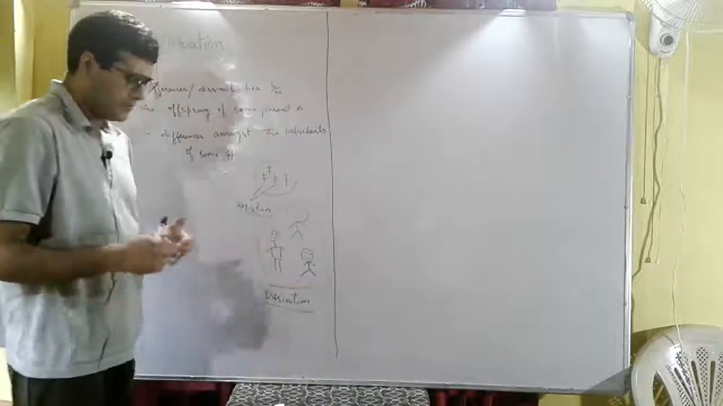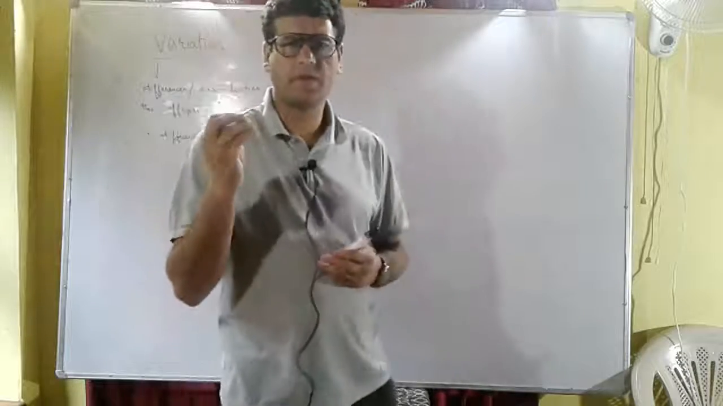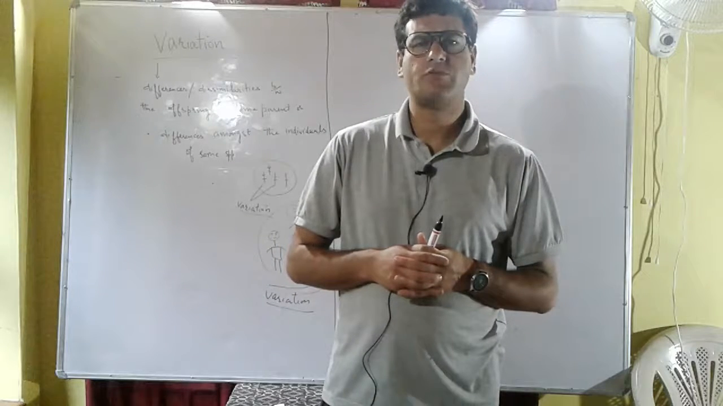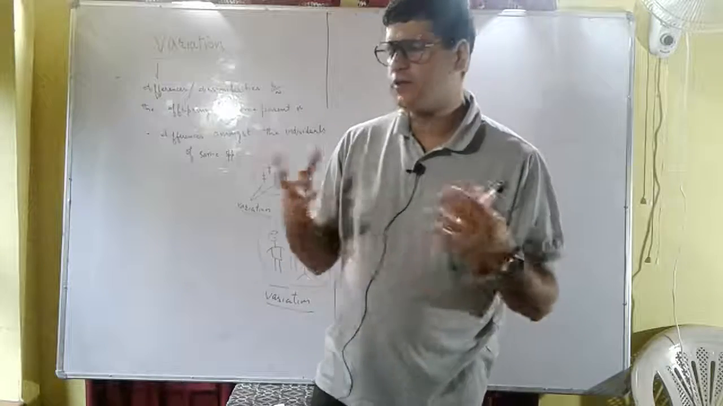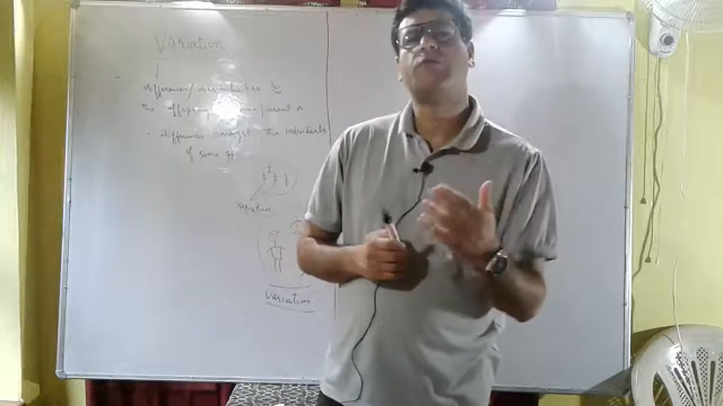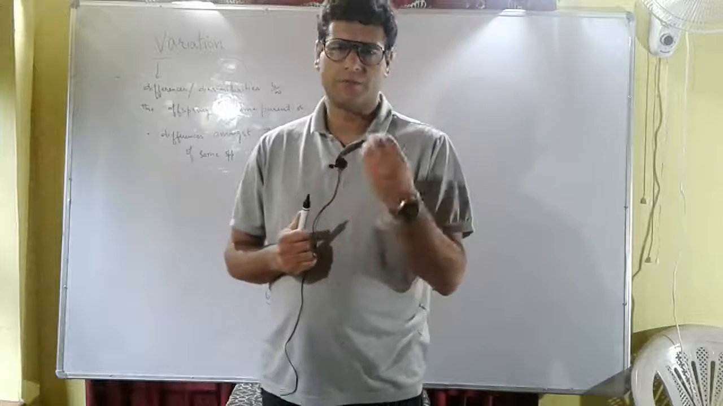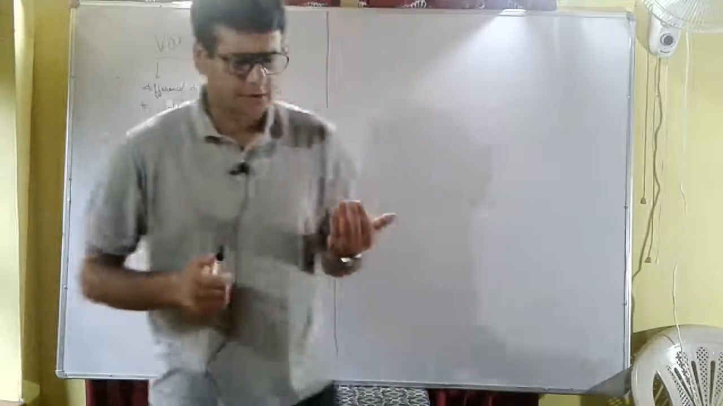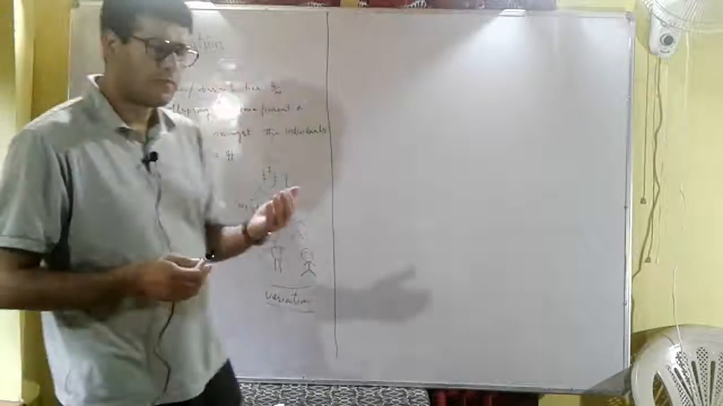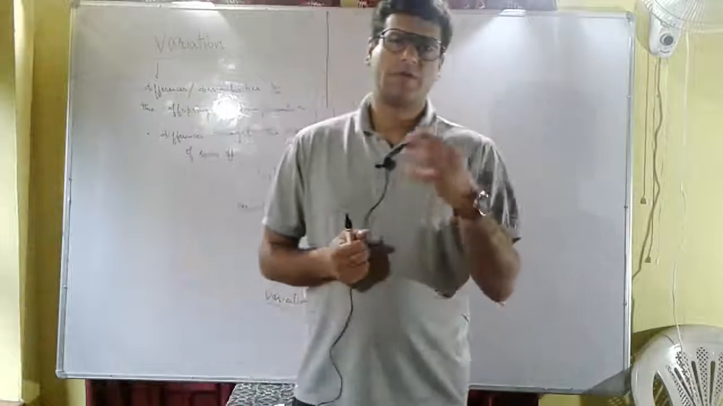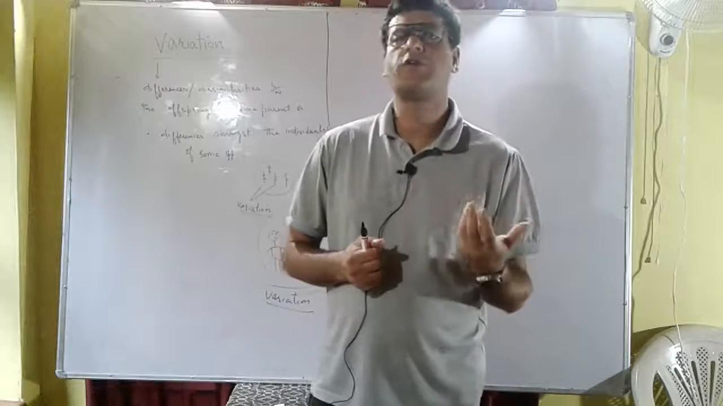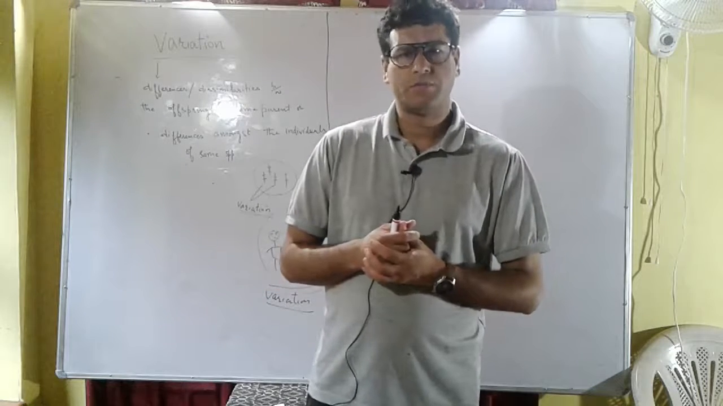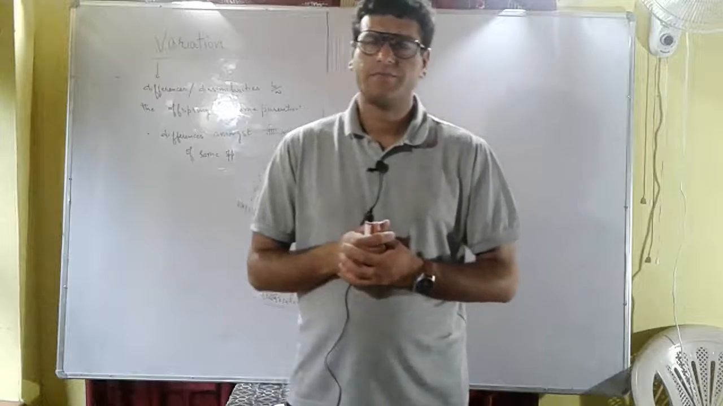That means variation simply means the differences which exist amongst the individuals of the same species, or we can say the differences which we observe in the offsprings of the same parent. These differences can be morphological, cytological, behavioristic, or physiological. Differences can exist among the individuals of the same species or offsprings of the same parent.